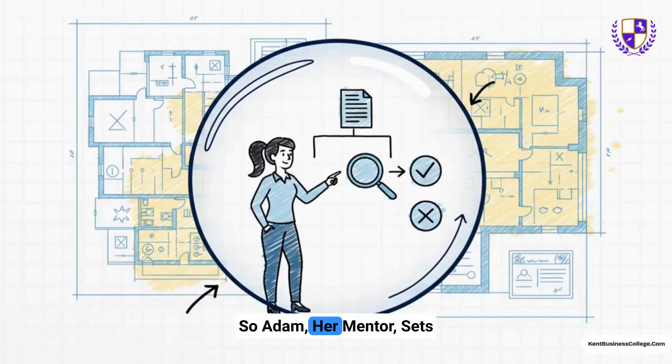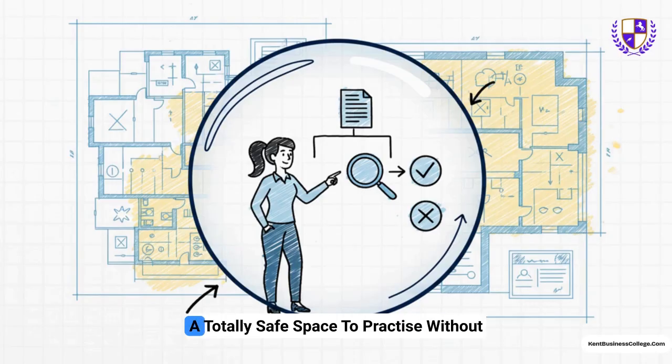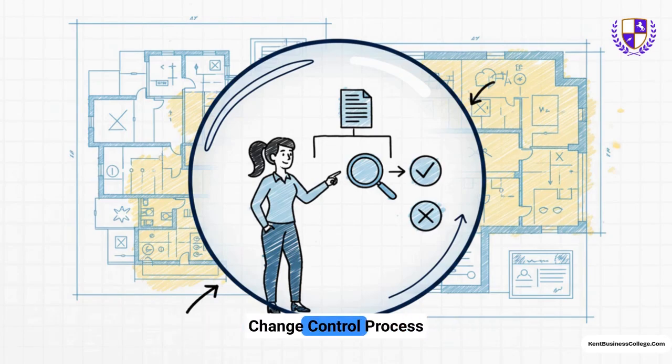So Adam, her mentor, sets up a simulation for her. This is brilliant because it's a totally safe space to practice without messing with the real project. She gets to walk through the entire change control process from the moment a request comes in to seeing it all the way through. This is exactly the kind of hands-on exercise your training provider wants you to be doing.